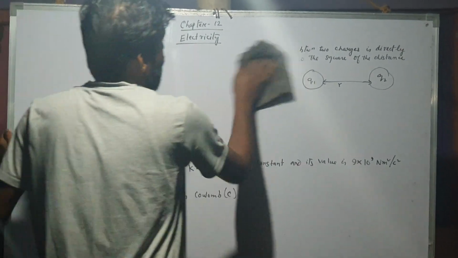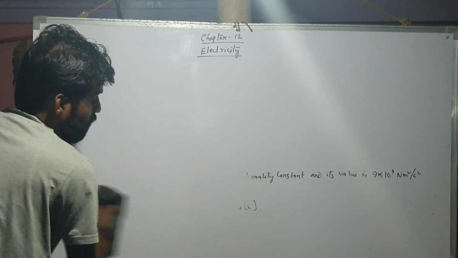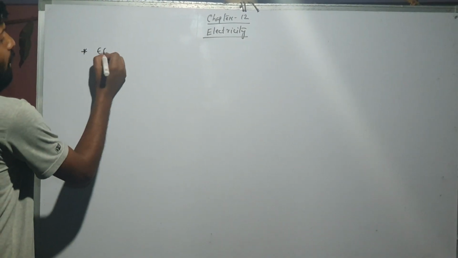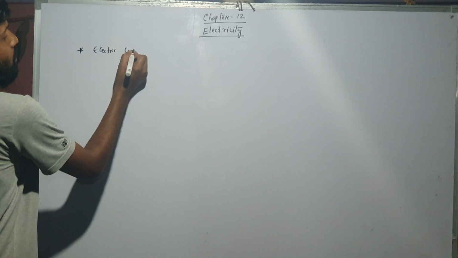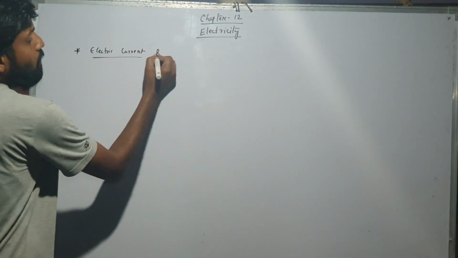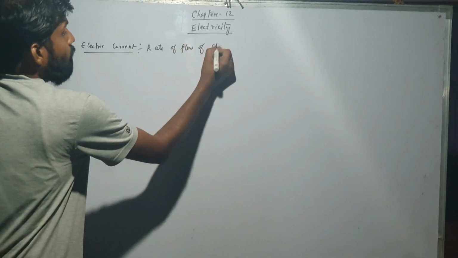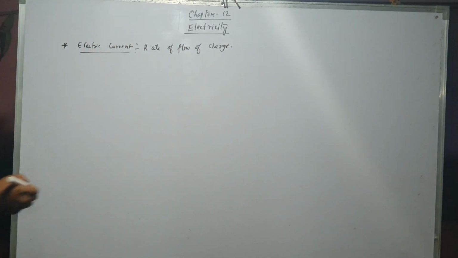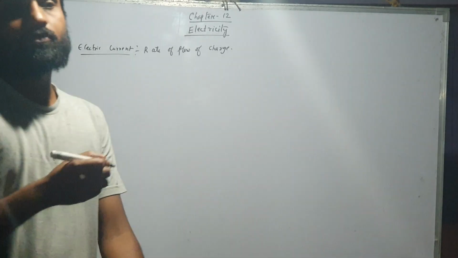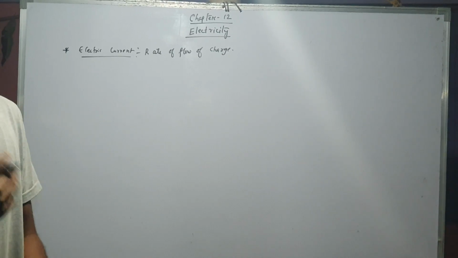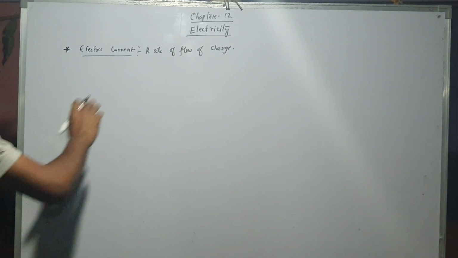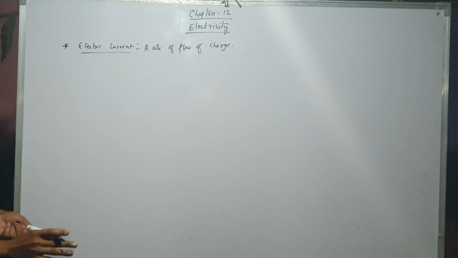Let's make it very simple. You don't need to learn all the definitions, you just need to know the simple meanings. Number one is electric current. Current is nothing but the rate of flow of charge. Electric current is defined as the rate of flow of charge in a conductor. Obviously, current requires a conductor to flow, so you cannot take a non-conducting material.